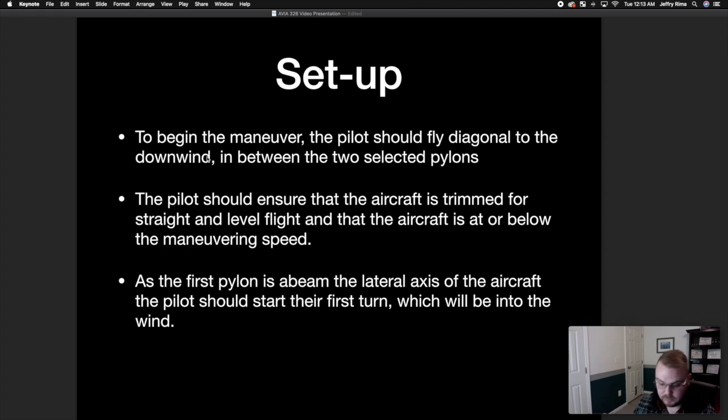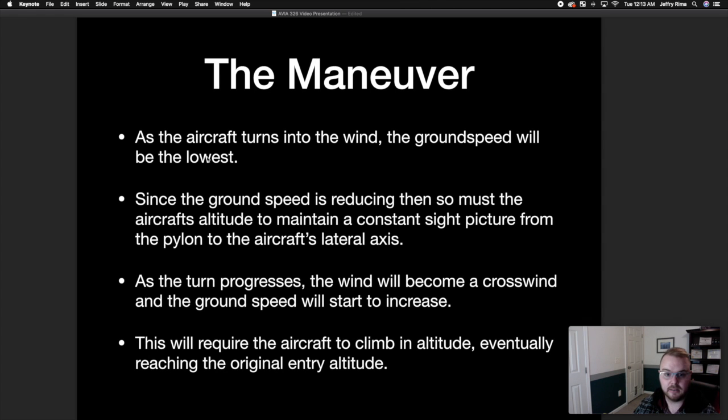As the aircraft turns into the wind, the ground speed will be the lowest. So as the ground speed reduces, so does your altitude. This is because, again, that pivotal altitude is going to change with your ground speed. So you're going to want to slowly and methodically reduce your altitude with your ground speed. As the turn progresses, the wind will become a crosswind and the ground speed will start to increase. This will require the aircraft to climb in altitude, eventually reaching its original entry altitude.